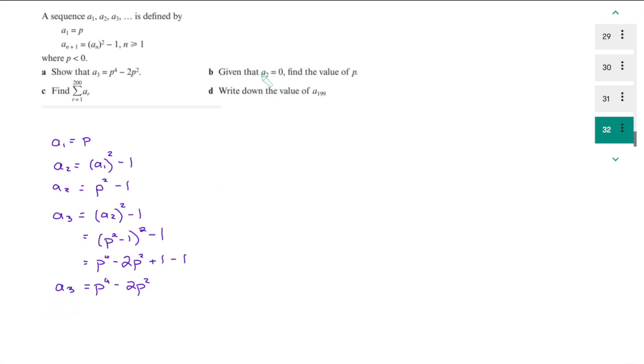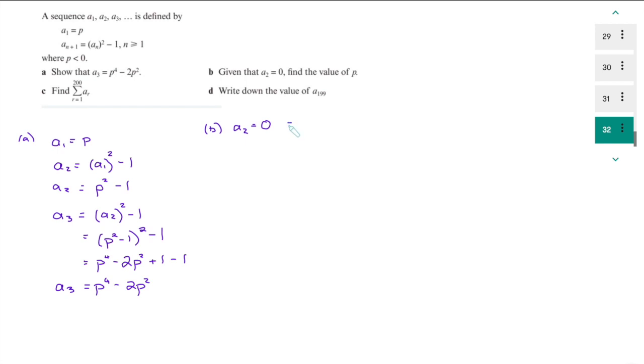Okay, and then part B, so this is part A. Part B. So given that A2 equals 0, we've got to find the value of, oh gosh, I've written that in the wrong place, haven't I? The magic of undo. A2 equals 0.